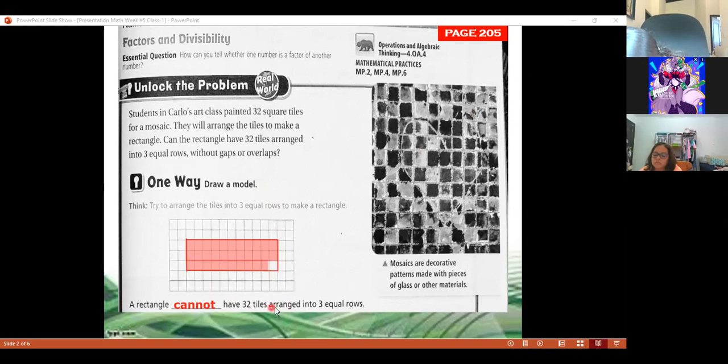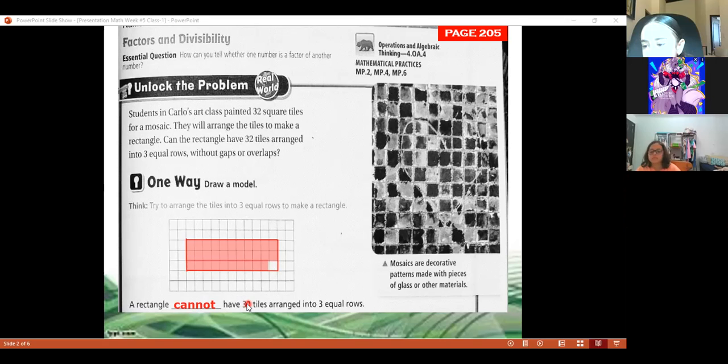Yes, so there is a gap here. So that's why we say our answer is that they cannot be arranged into 3 equal rows. Why? Because there is one gap. Overlap means that they are going to color all of them, but gaps means there is one space, and I see one space here. So the 32 cannot be arranged into 3 equal rows to make the rectangle.